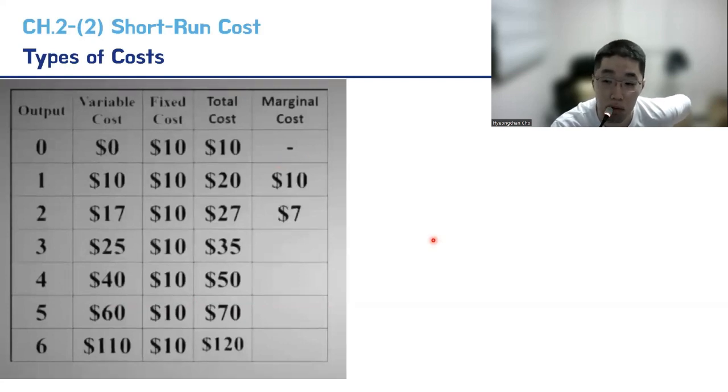Since the total cost of 2 units is 27, the additional cost from 1 output to 2 output will be 7. So the additional cost of that second unit must be an additional $7. So again, marginal cost is the change in total cost divided by the change in output.